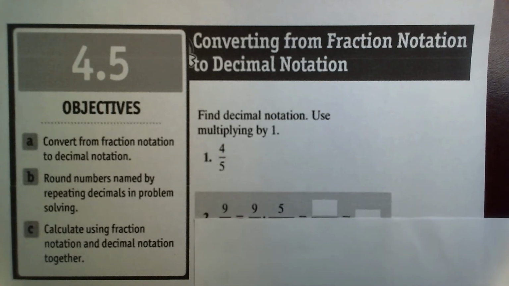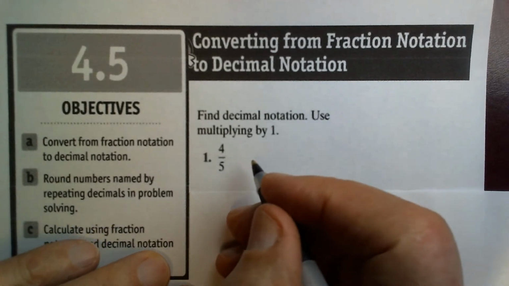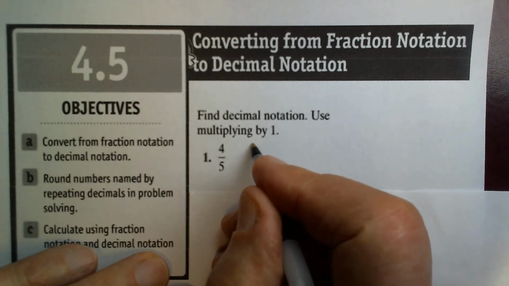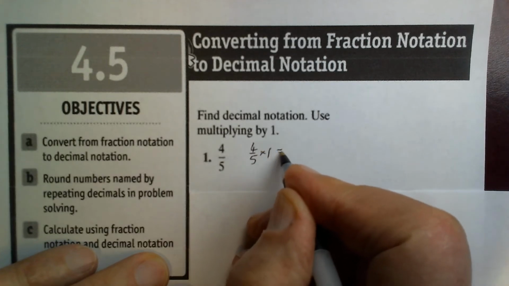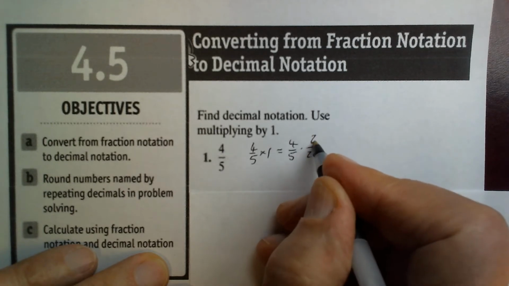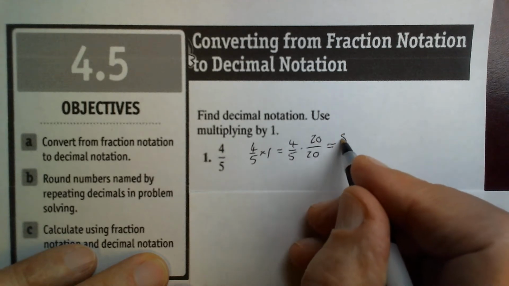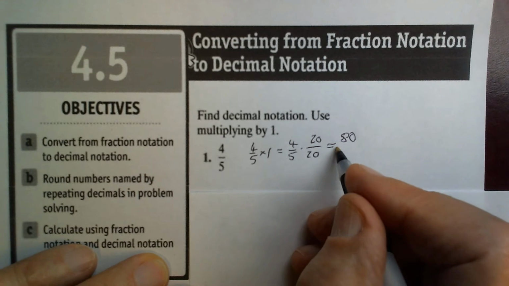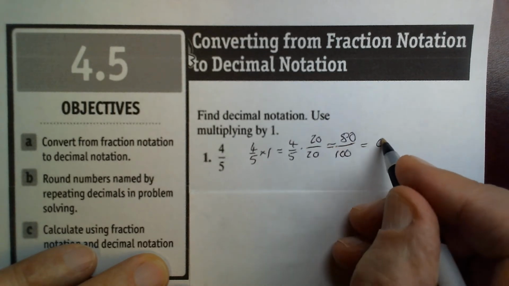For example, when we have the fraction 4/5, we can multiply 4/5 times 1, or 4/5 times 20 divided by 20, and 4 times 20 is 80, and 5 times 20 is 100, and 80 divided by 100, remember we move the decimal 2 places to the left, that's 0.8.